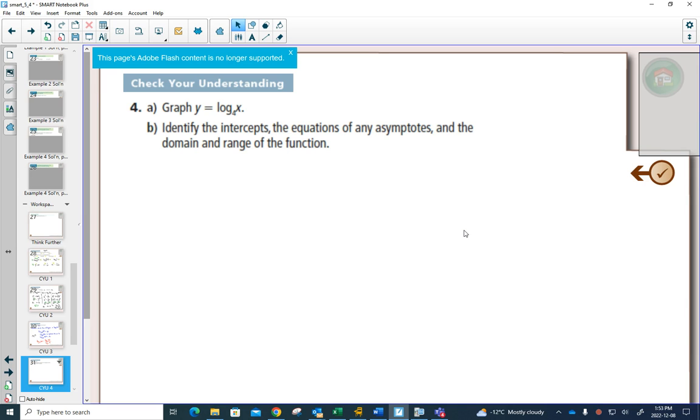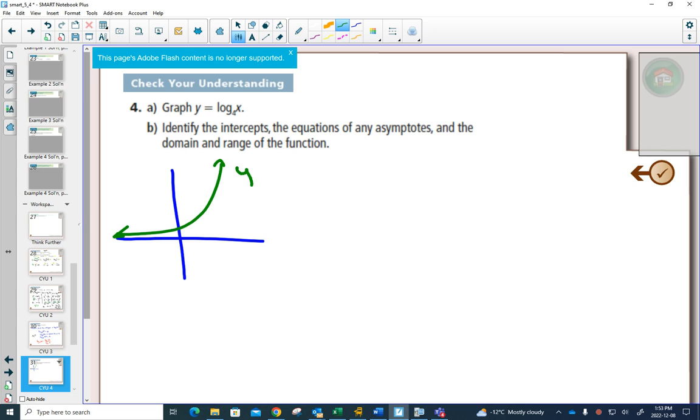So one of the things we're also going to do in this unit is learn the log graph. The log graph is not hard because it's the inverse of the exponential graph. So if you're trying to graph y equals log base 4 of x, the corresponding exponential with the same base would be y equals 4 to the x. And you know that your exponential graphs have an asymptote at y equals 0.